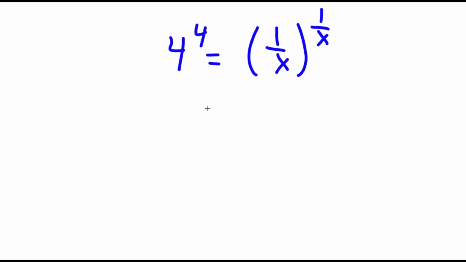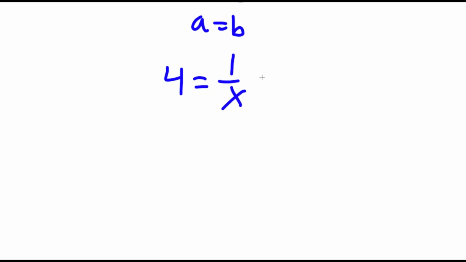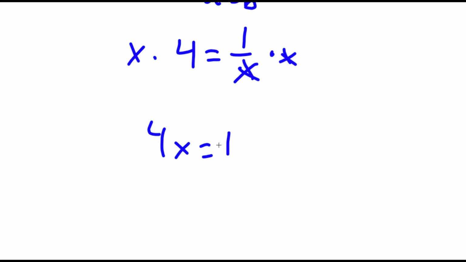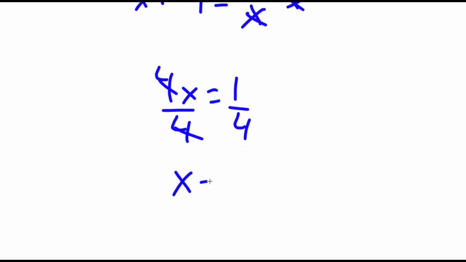Now, if I have something in the form a to the power of a is equal to b to the power of b, this means that a is equal to b. So, in this case, 4 is equal to 1 over x. Now, if I multiply both sides by x, these two cancel out, and I get 4x is equal to 1. Now, if I divide both sides by 4, I get x is equal to 1 over 4.